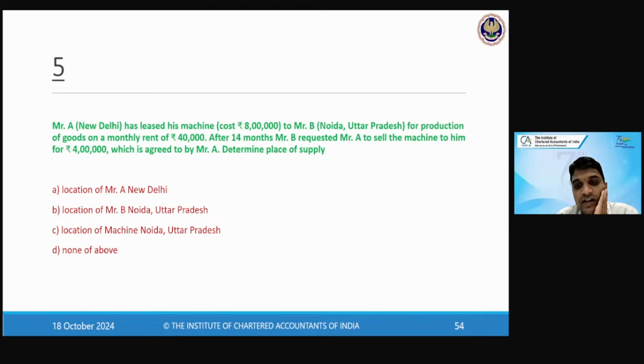Fifth, many are saying B, few are saying C. There's a confusion. This is a case where a supply of goods is there without movement of goods, and the goods are already located at Noida. So the place of supply is Noida. The place of supply will be the location where the goods are located.